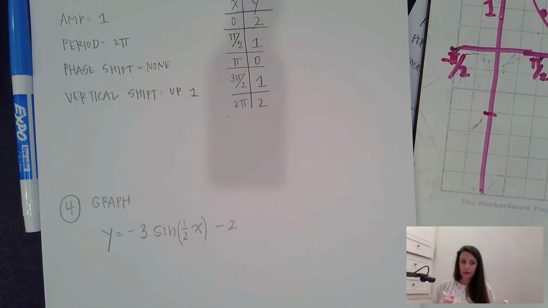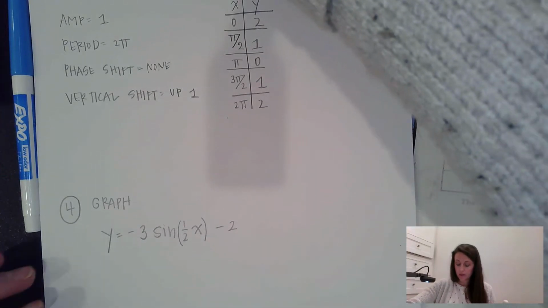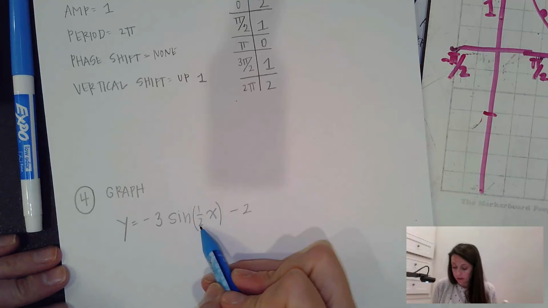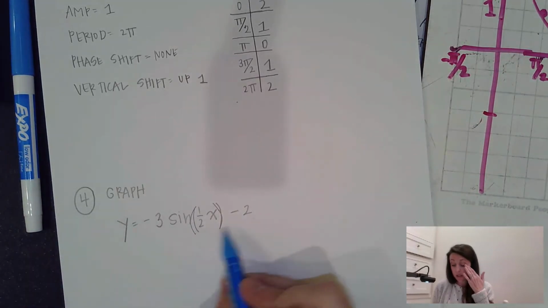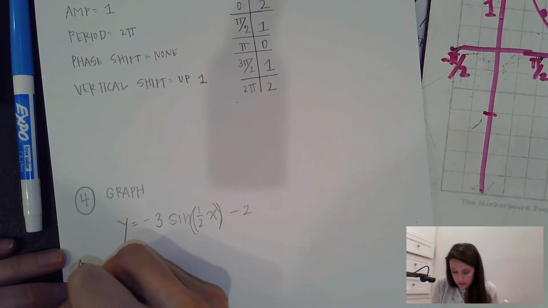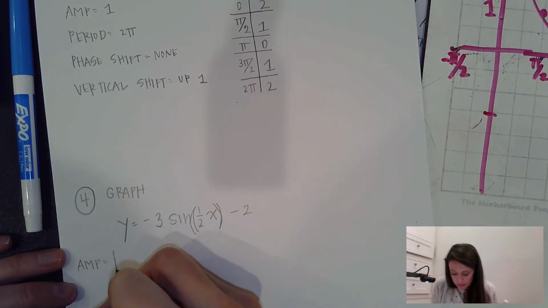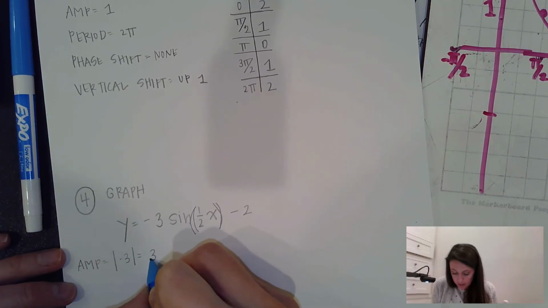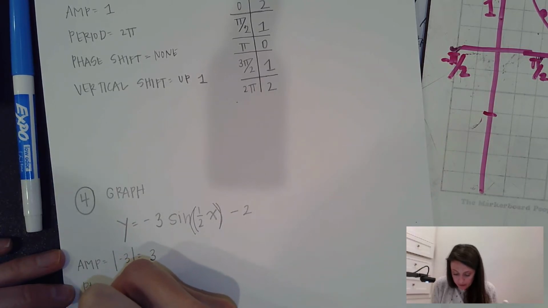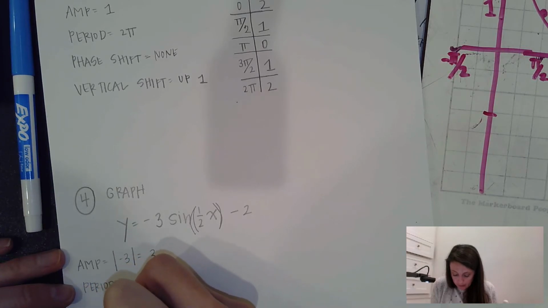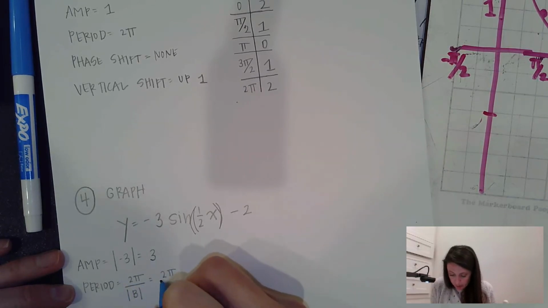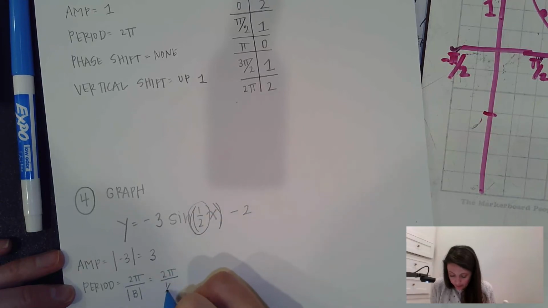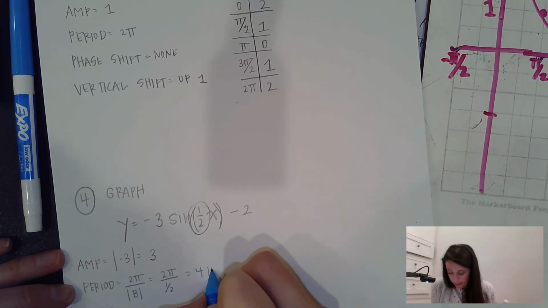Alright, so let's look at this one here. So I've got y equals negative 3 sine of 1/2 x minus 2. So this is a 1/2 x on the inside and a minus 2 on the outside. So the amplitude here is the absolute value of negative 3. So the amplitude is a 3. The period is going to be 2 pi divided by the absolute value of b, right? So don't forget the absolute value. So it's going to be 2 pi divided by 1/2. So your period is going to be 4 pi.